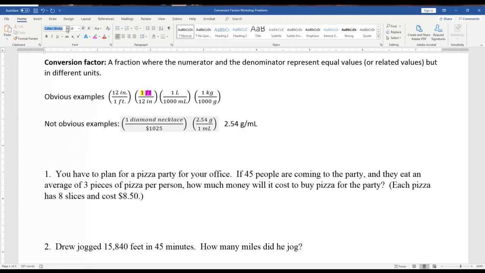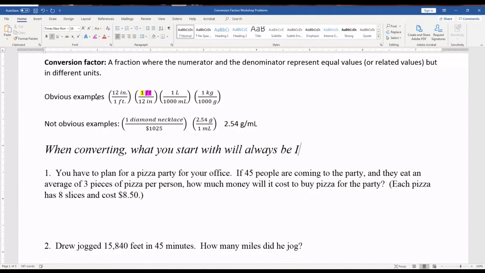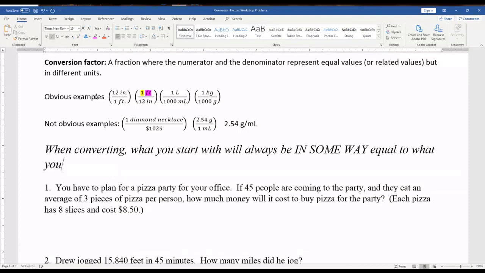This leaves us with a very important understanding that will help you with some of these conversion factor problems, and that is this. When converting, what you start with will always be in some way equal to what you are looking for.